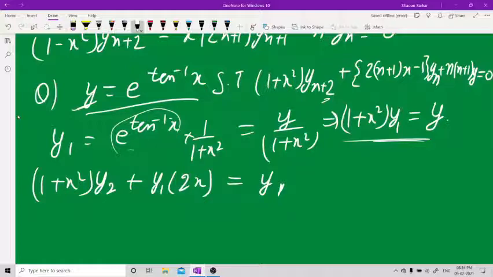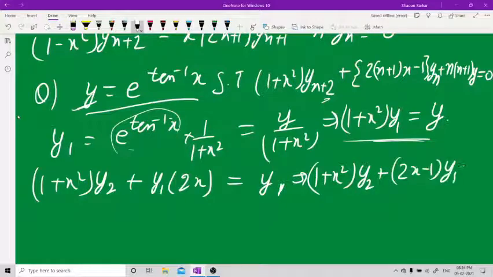This is the point I need to tell you. Bring this y1 on this side. So what you will get is (1 + x²) y2 + (2x − 1) y1 = 0. Now I need, this is yn, I forgot to write here n. This is the nth derivative, not y.